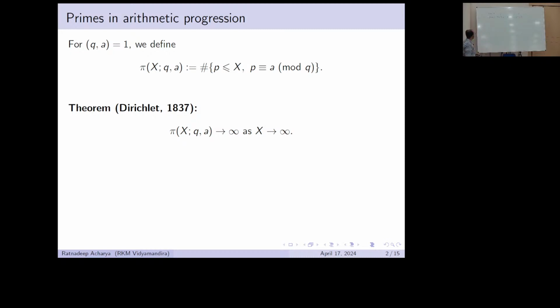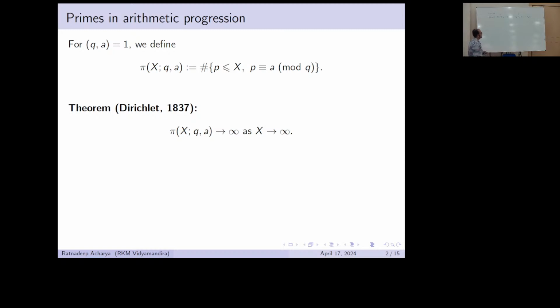Okay. So what is the sum of these four? It is π(x), right? Because every integer is of the form congruent to 0, 1, 2, 3 modulo 4, right? So this is π(x).